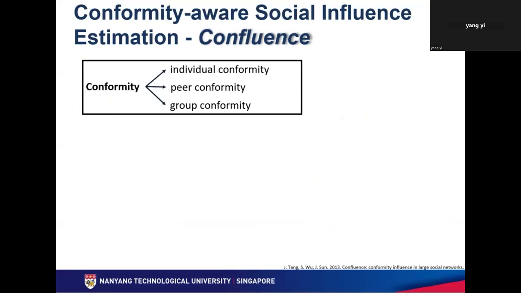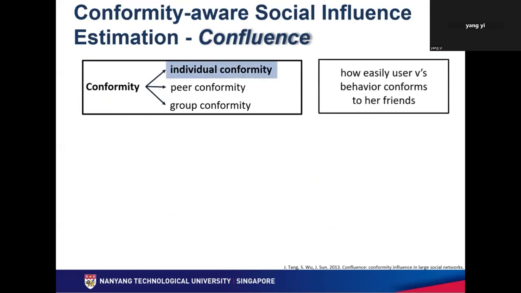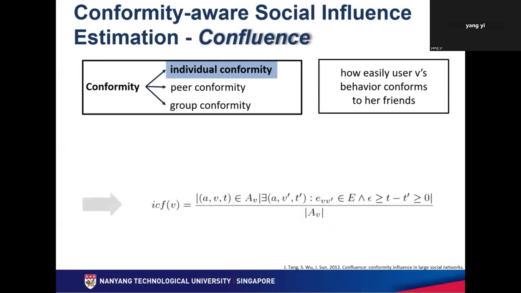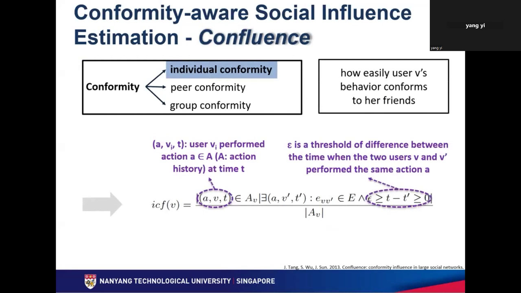I will introduce each kind in detail. Recall that for individual conformity, we aim to model how easily user V's behavior conforms to her friends. In Confluence, they propose a quantification model for individual conformity using the following factor. The first part, A(V,T), means user V performed action A at time T. The rest, T prime less than T, means user V has some friend, V prime, who has performed the same action at an earlier time step, and the difference between T and T prime is within a time window. So that is a sign of influence from V prime to V, right?